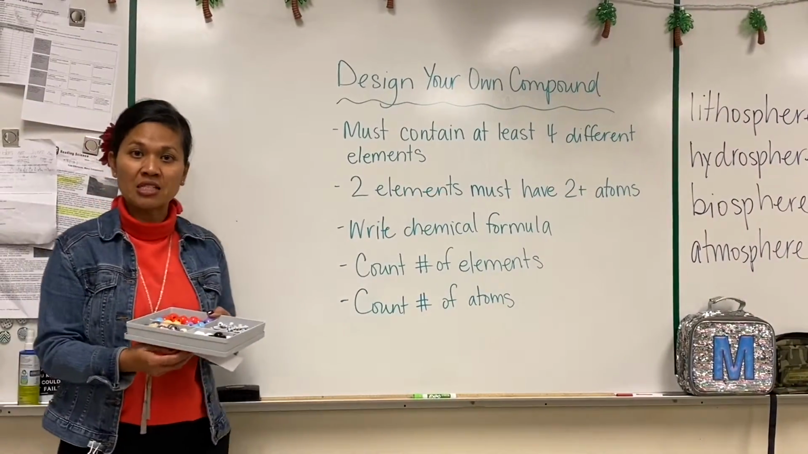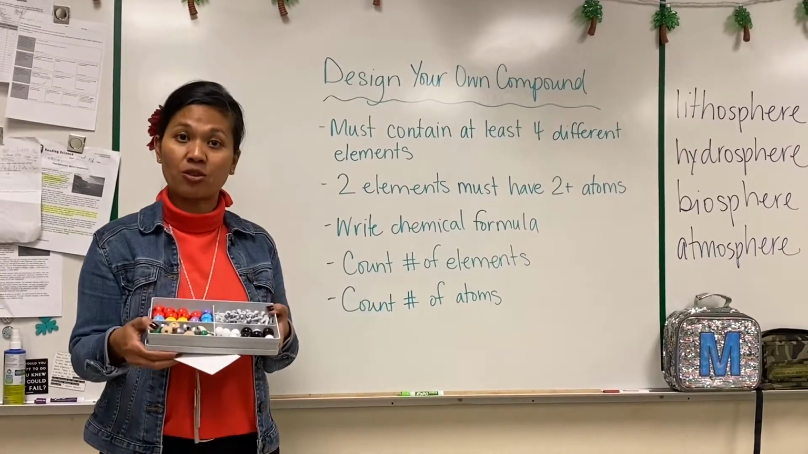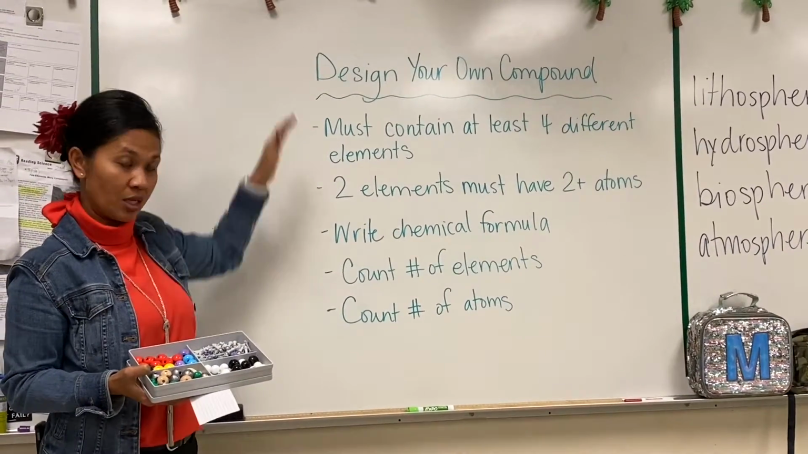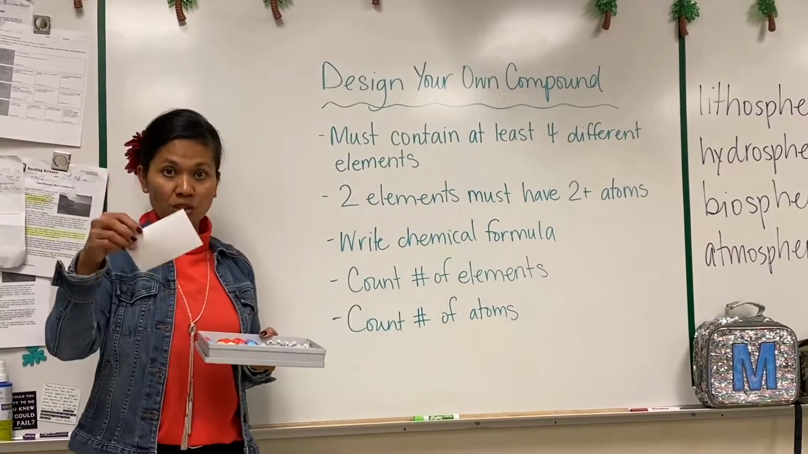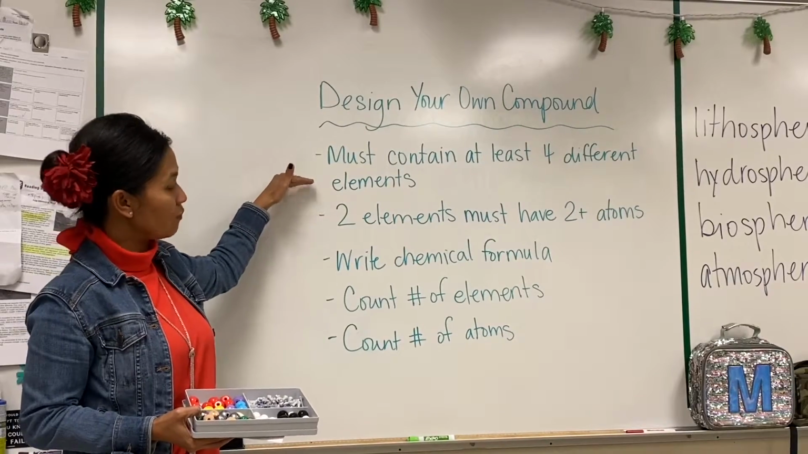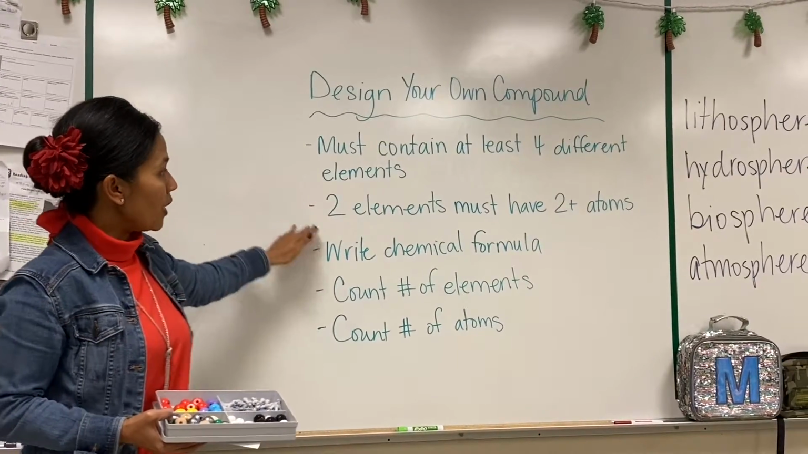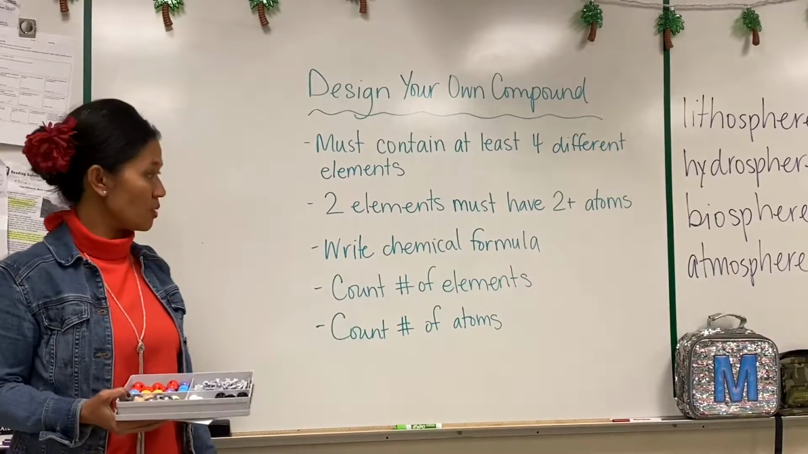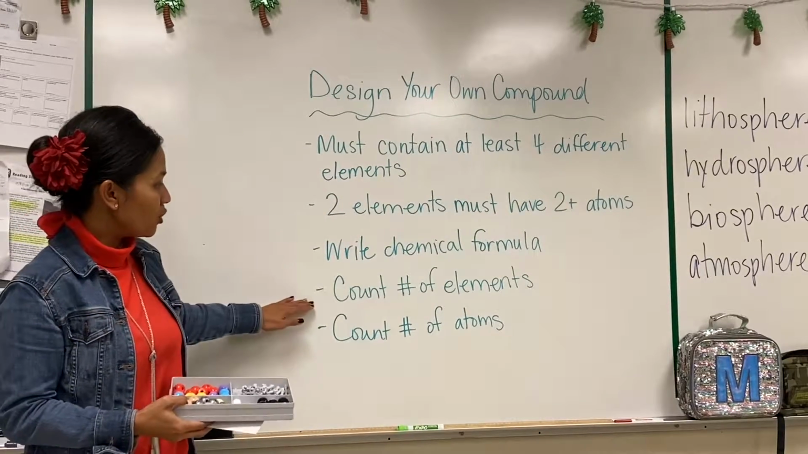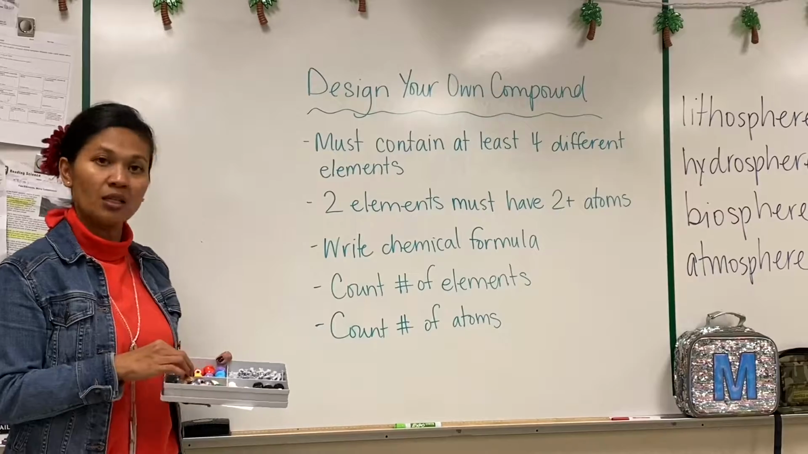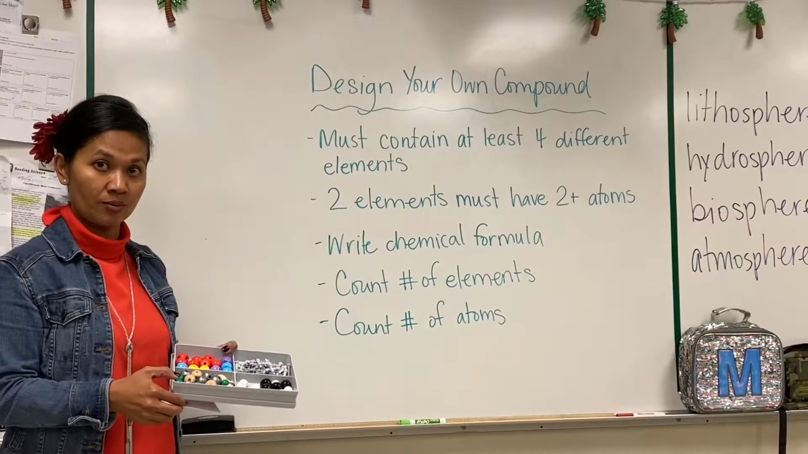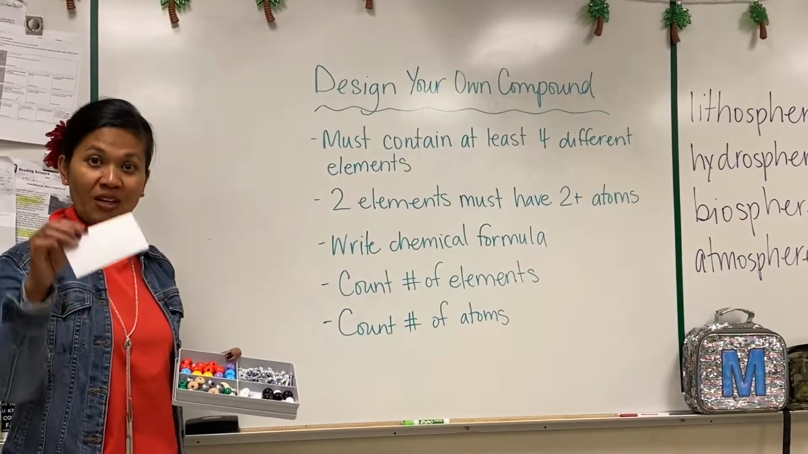Okay, hey guys, as an extension, you're going to build a 3D model of your new compound. You're gonna design your own compound in this. And on an index card, with your new compound, it must contain at least 4 different elements. 2 elements must have 2 or more atoms. And then you're going to have to write its chemical formula. And then you're going to count out the number of elements and count out the number of atoms that you have created, okay? And that is going to be off the index card.